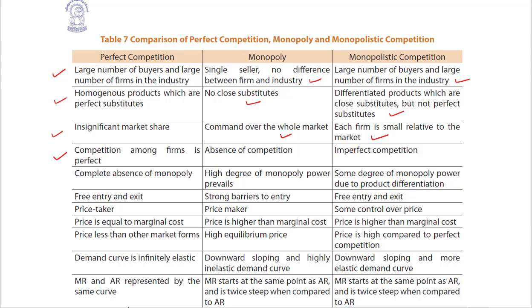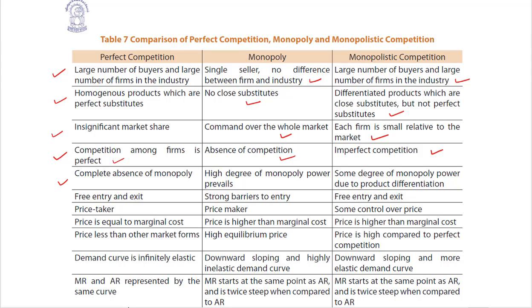Point number 4. In perfect competition, competition among the firms is perfect. In monopoly, there is an absence of competition because there is no competitor. In a monopolistically competitive market, the competition is imperfect because non-price competition prevails over here. It is competition on the basis of innovation, competition on the basis of product differentiation.